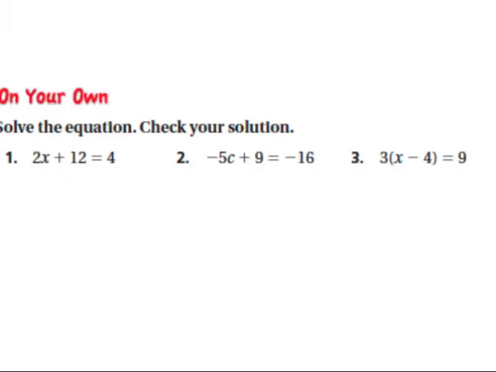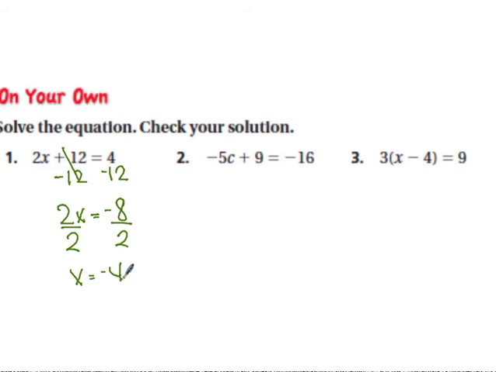Now, here are some examples for you to try on your own. The first one is 2x plus 12 equals negative 4. Pause the video if you would like to try it on your own, and then you can press play to check your work. The first thing we want to do is get 2x by itself, so we have to subtract 12 from both sides. 2x equals negative 8. Still trying to isolate the variable x, we have to divide both sides by 2. X equals negative 4. And then you want to check your work.